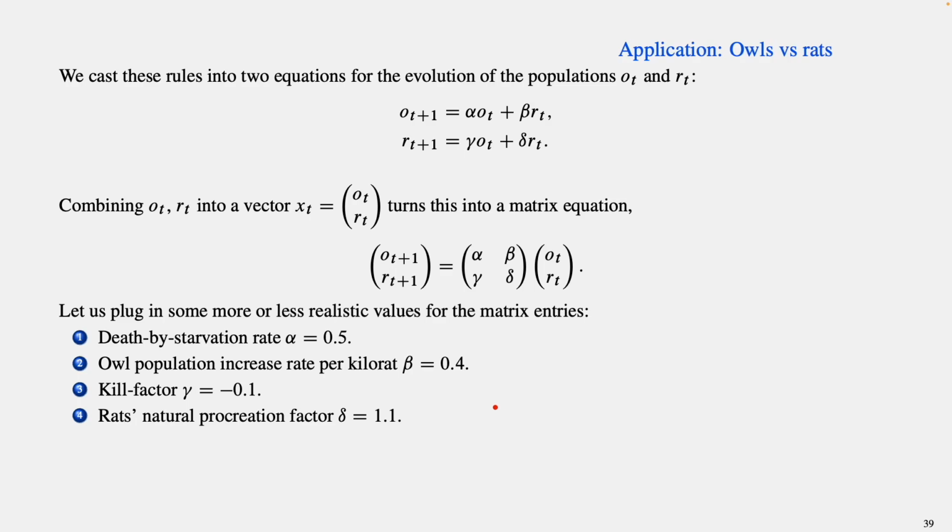And let me stress, this is maybe not the most exact and realistic model. In particular, what you see is that if you start out with an owl population of 0, but you still have some rats, then you will actually, by virtue of this equation, obtain some owls out of thin air simply by the existence of rats. So obviously this is not perfectly realistic, but yeah, let's just accept this as a simplified model for the sake of demonstrating the technique of using eigenvalues. And with these parameters, our system's evolution matrix becomes A equal to 0.5, -0.1, 0.4, 1.1.